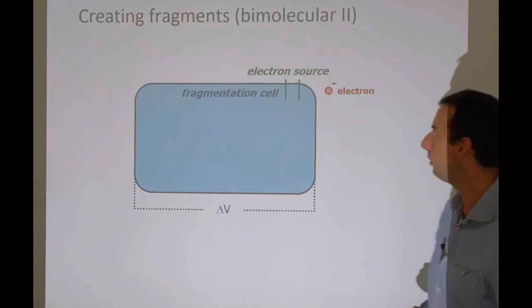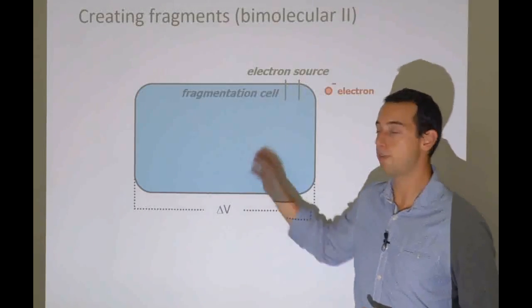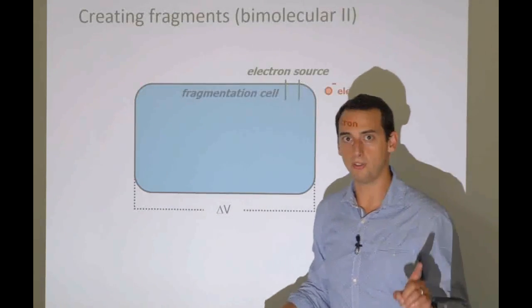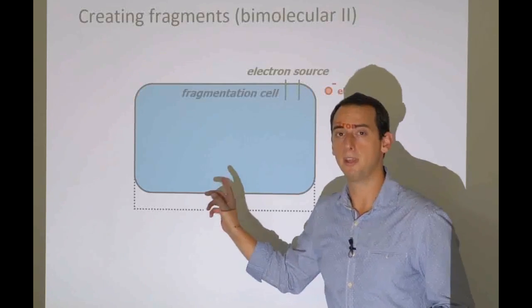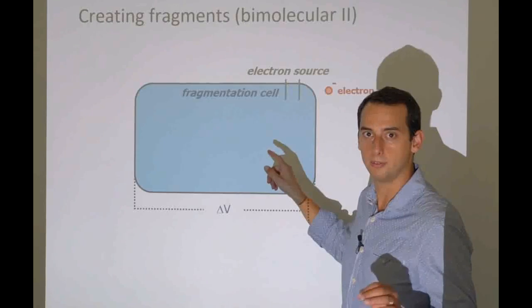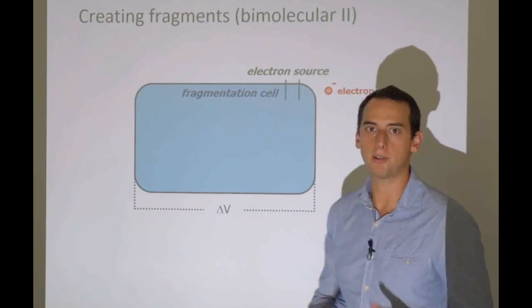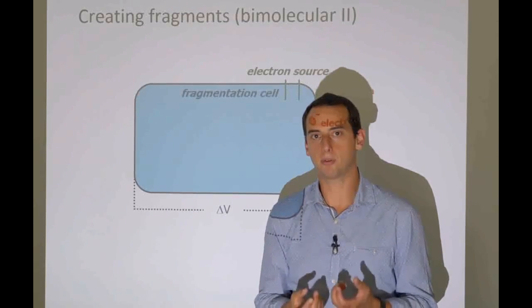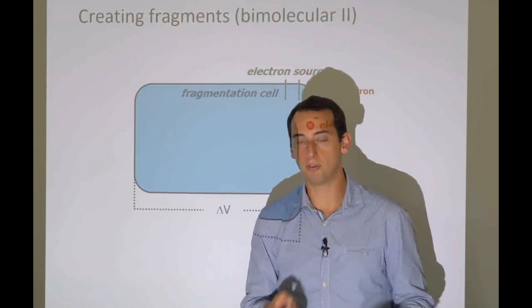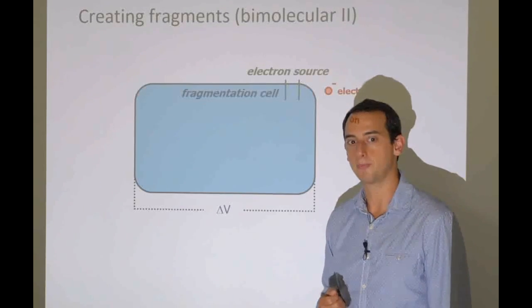Now, that's not the only way we do this. The second style, it's very similar. We also have a fragmentation cell, but it's no longer called a collision cell. This is sniper alley. So what happens here is we have, instead of neutral atoms or molecules, we now have electrons. And you know, electrons are the basic element of chemical reactions. Chemical reactions revolve solely around electrons. And this is what we're going to use to our advantage.